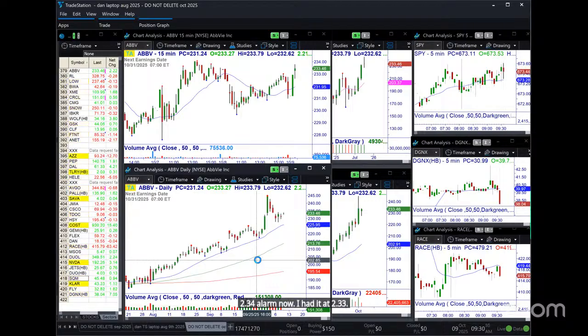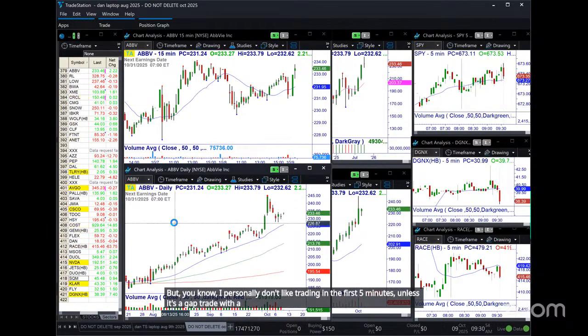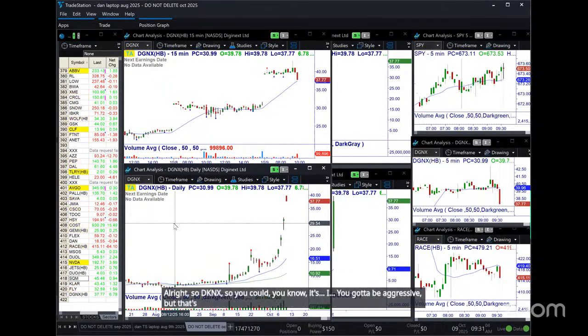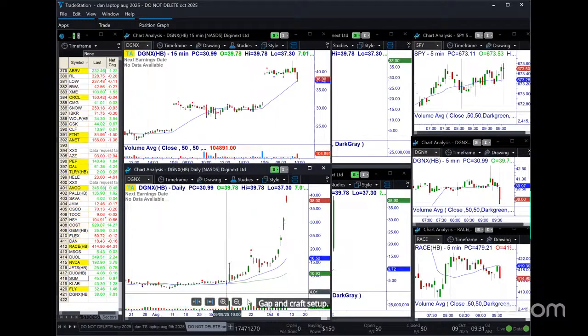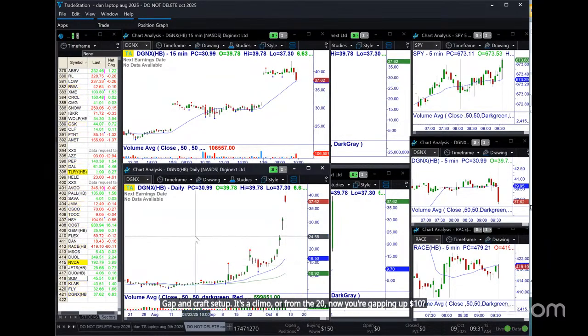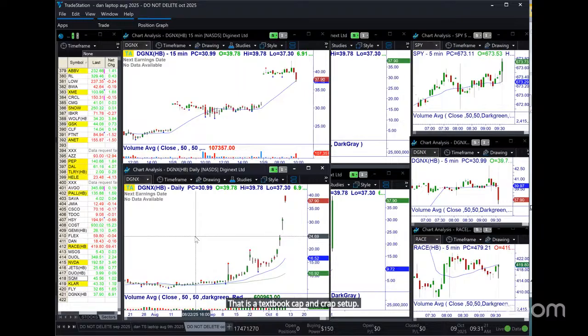But I personally don't like trading in the first 5 minutes unless it's a gap trade with a beautiful pre-market. But that's a total gap and crap setup. It's a Climo or from the 20. Now you're gapping up $10. That is a textbook gap and crap setup. Just a matter of your 5-minute setup and how aggressive.